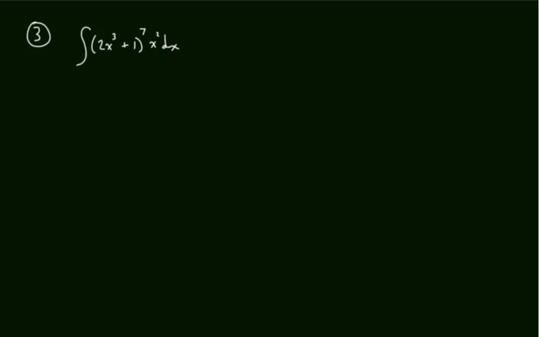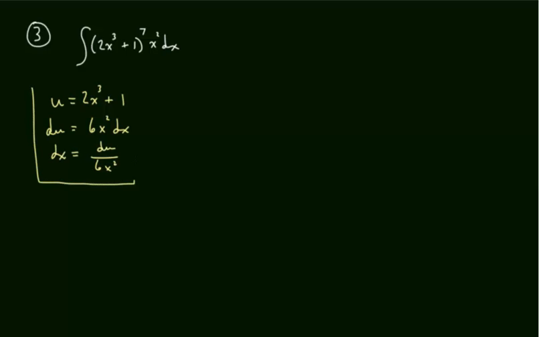Example 3, perhaps you want to press pause now, work it out, and then check to see that you are doing it correctly. I'm going to let u, my stuff, be 2x cubed plus 1. My du is 6x squared dx, and finally my dx is equal to du over 6x squared. I'll put a box around my transformation definition, and I'm ready to work this out.